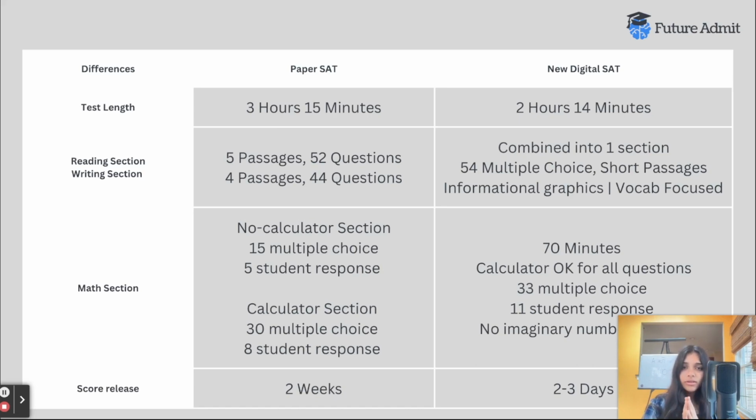So if we start with the test length, the paper SAT, like I said, was 3 hours and 15 minutes, while the new digital SAT is going to be only 2 hours and 14 minutes. All right. Now, for the reading and writing section, the new digital SAT has actually combined both the reading and writing section into one section.